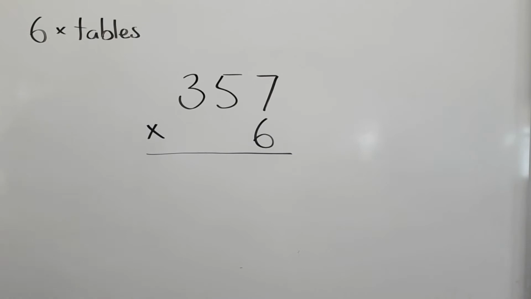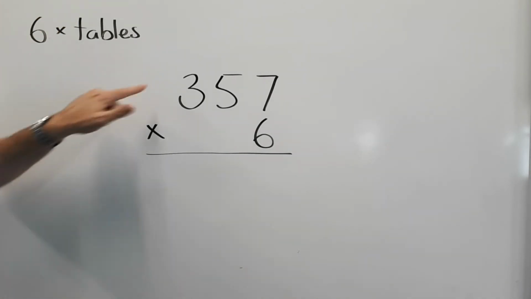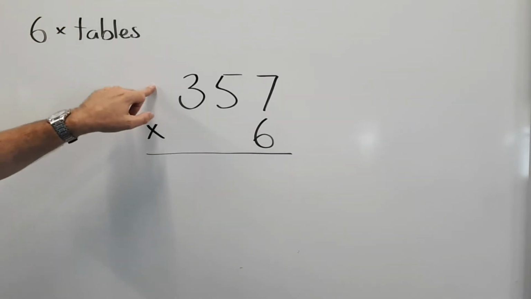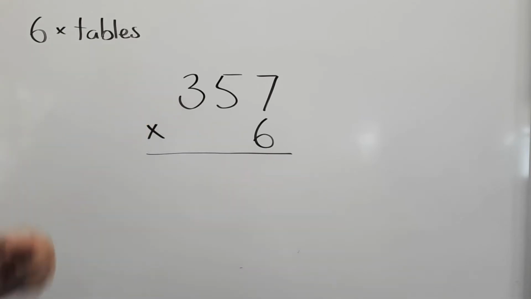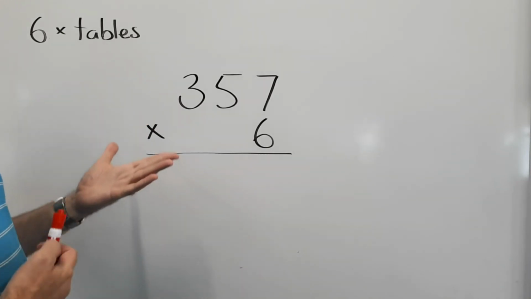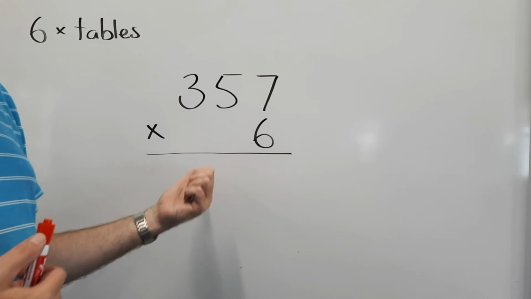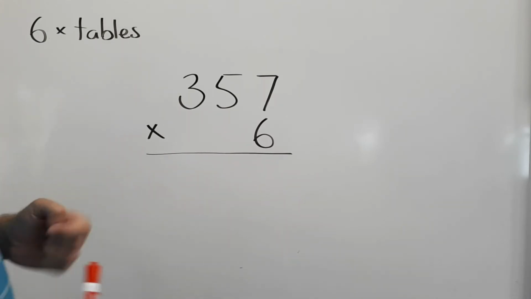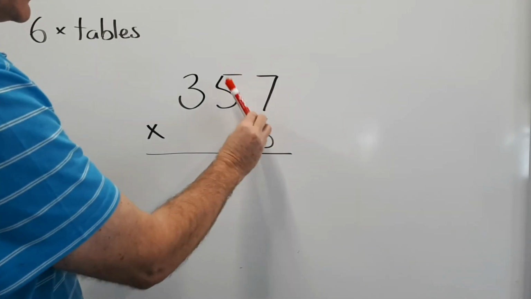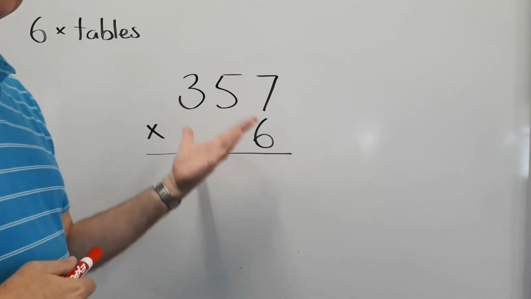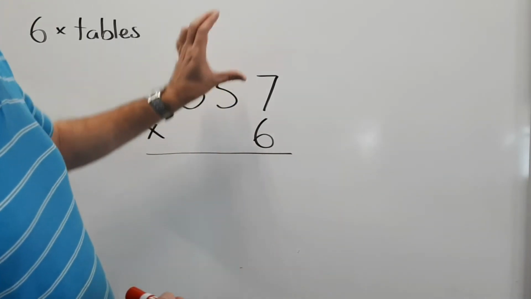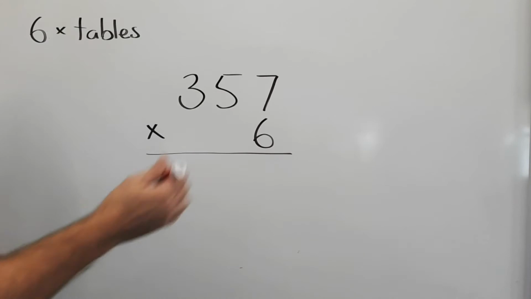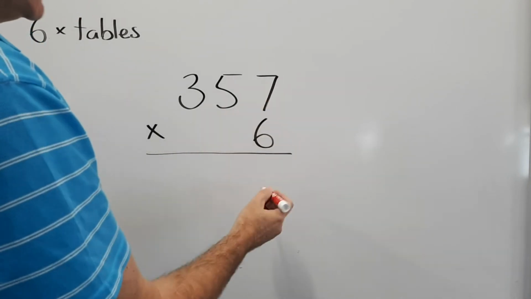What if the number is much larger, say like 357? Well, again, we're still splitting things up. We can use a strategy, an algorithm, or a standard form that we can split these into individual things and work with the products one by one. So we know 6 times 7 is 42.